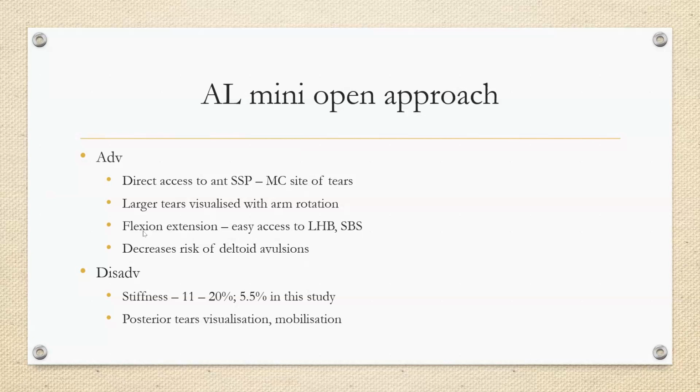Other pathology in the anterior part of the shoulder, like LHB and subscapularis tears, can also be visualized and addressed with this technique. And there is a relatively reduced risk of deltoid avulsion when compared to open cuff repair techniques. The main complication of most open techniques is stiffness. In general, the rate of stiffness in open cuff repair is about 11 to 20%. Interestingly, in this study of 128 patients, they came across stiffness in only 5.5% of the patients.